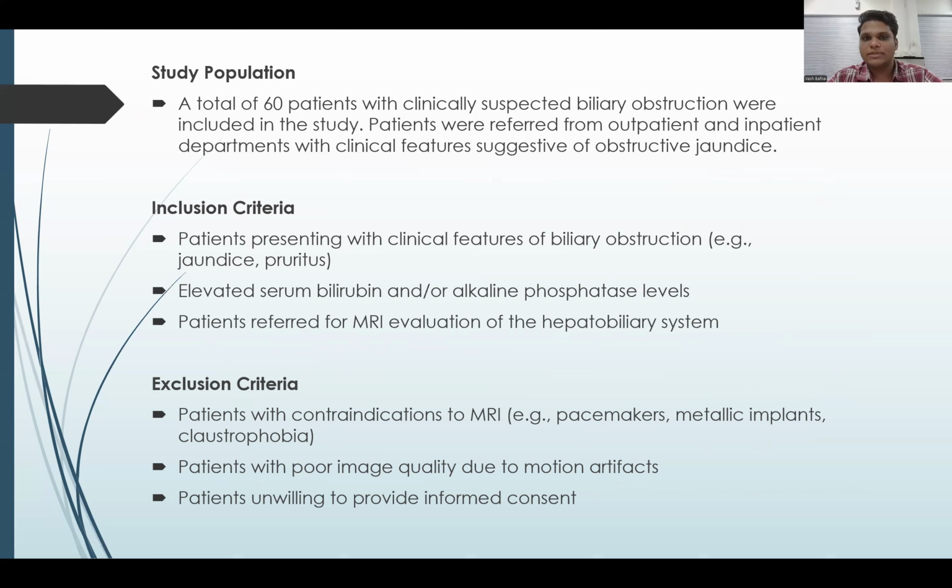Inclusion criteria include patients presenting with clinical features of biliary obstruction, elevated serum bilirubin or alkaline phosphatase level, and patients referred to MRI for hepatobiliary system evaluation. Exclusion criteria include contraindications to MRI like pacemaker, metallic implants, or claustrophobia, poor image quality because of motion artifacts, or patient unwilling to give informed consent.